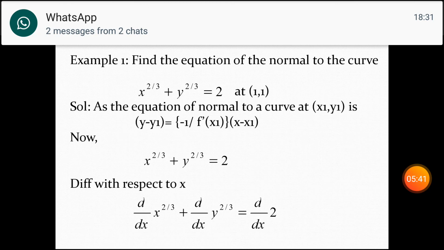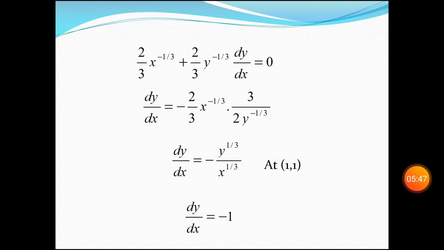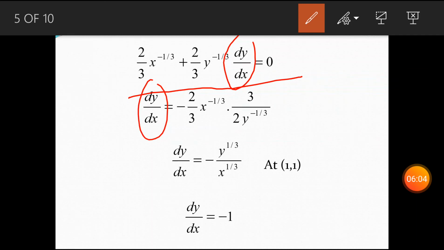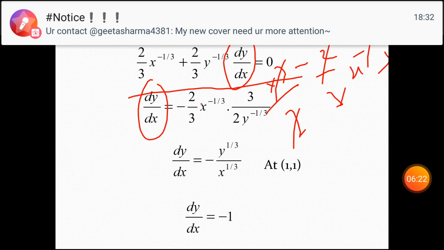So you can see here, this is the result. See what is happening: 2/3 x to the power minus 1/3, plus 2/3 y to the power minus 1/3 dy upon dx equals 0. Now our aim is to find the value of dy over dx. So dy over dx will be this, equals minus 2/3 x to the power minus 1/3 upon 2/3. Okay, and now the 3s will go like this, 2 and 2 will be cancelled and 3 and 3 will be cancelled, and y to the power minus 1/3 will become part of the denominator.